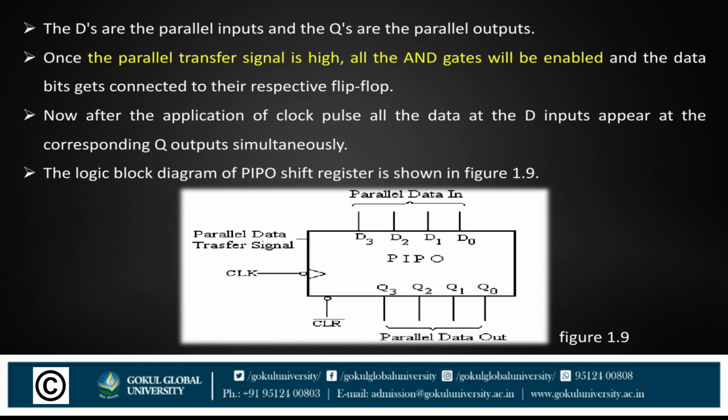Once the parallel transfer signal is high, all the AND gates will be enabled and the data bits get connected to their respective flip-flops. Now, after the application of the clock pulse, all the data at the D inputs appears at the corresponding Q outputs simultaneously. The logic block diagram of the PIPO shift register is shown in this figure. Here you see.